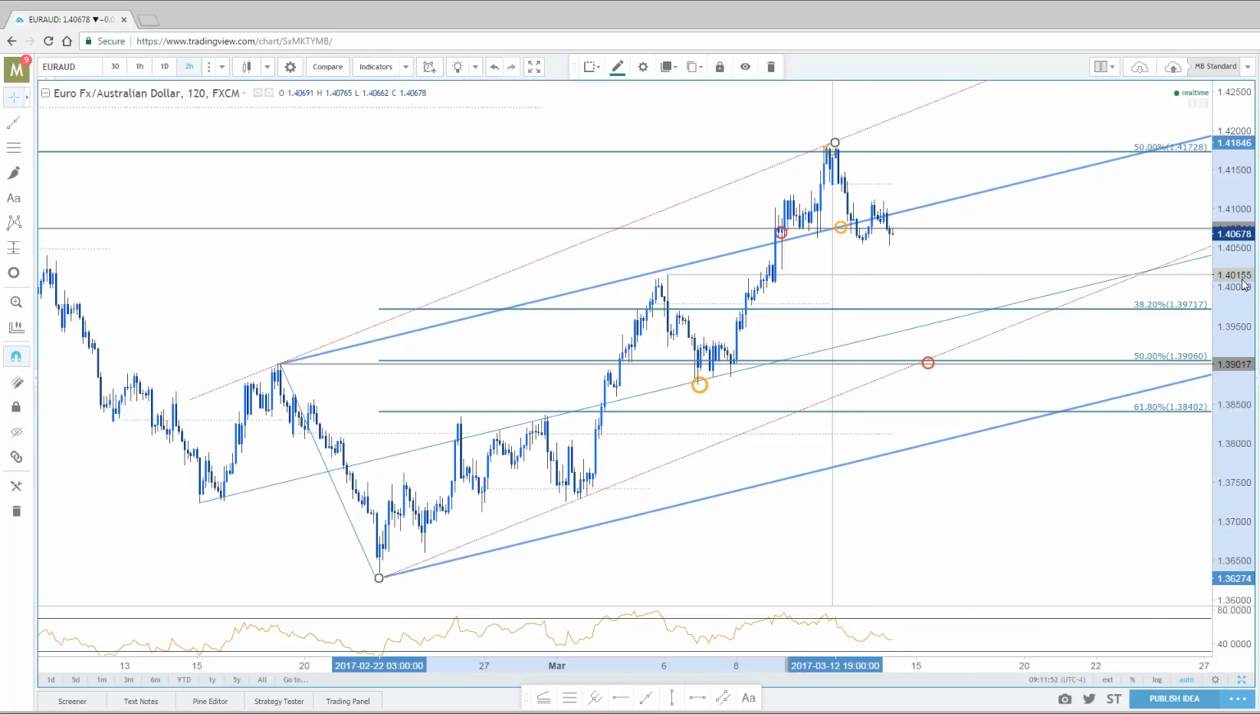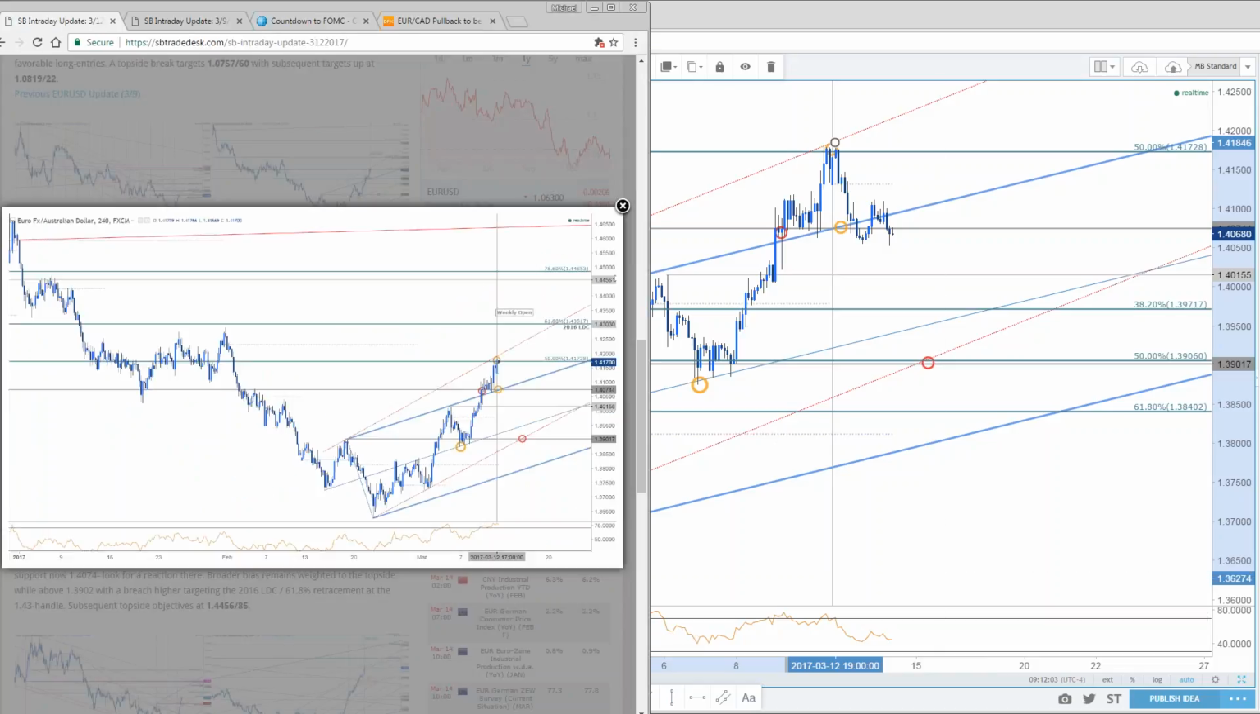140.15, 139.70 areas of interest for possible reentry on the long side. Bullish invalidation still at 139. No change to any of those levels either for Euro Oz. Okay, so we're sitting right here again, 140.15. This region, area of interest for possible entry on the long side.